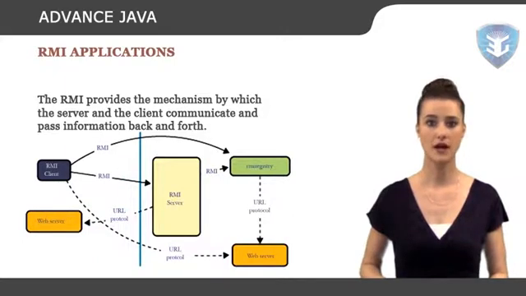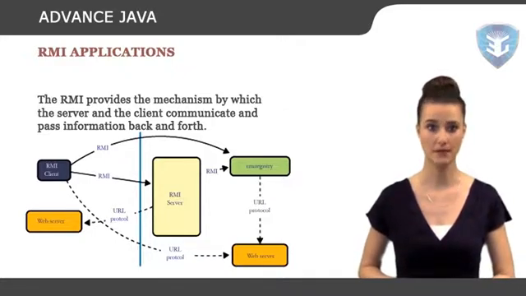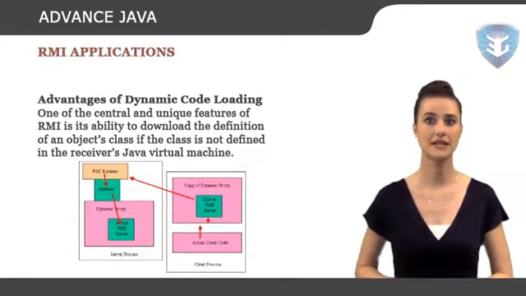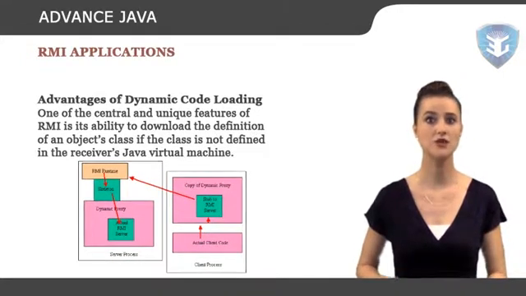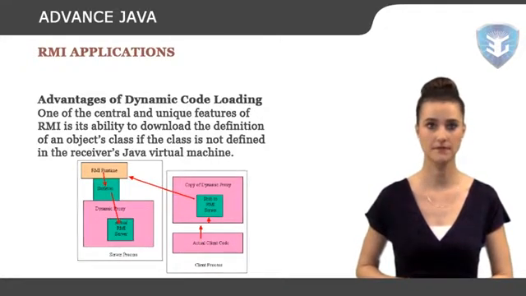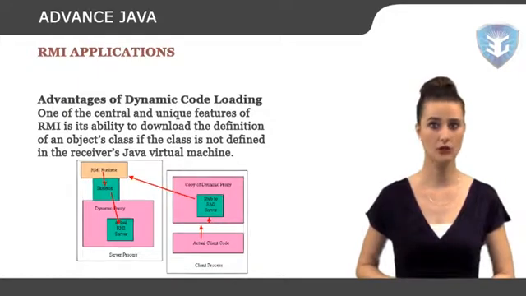RMI provides the mechanism by which the server and the client communicate and pass information back and forth. Such an application is sometimes referred to as a distributed object application. The given illustration on screen depicts an RMI distributed application that uses the RMI registry to obtain a reference to a remote object.